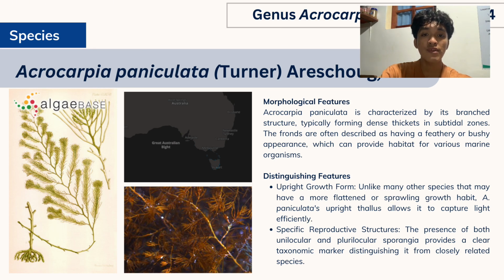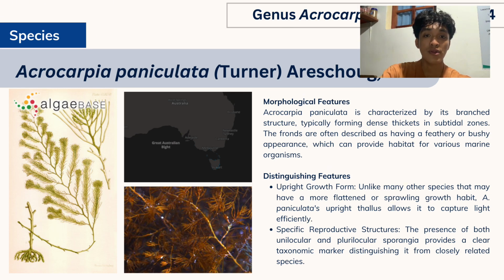The morphological features of this species is characterized by its branch structure, typically forming dense thickets in subtidal zones. The fronds are often described as having a feathery or bushy appearance, which can provide habitat for various marine organisms. The distinguishing feature is that it has an upright growth form, unlike many other species that may have a more flattened or sprawling growth habit.